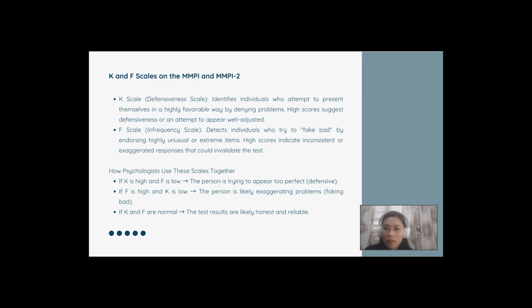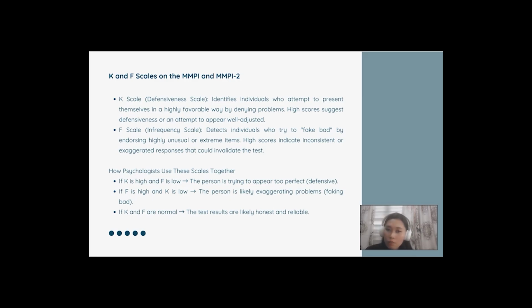Now, the F scale, or the infrequency scale, detects individuals who try to fake bad by endorsing highly unusual or extreme items. High scores indicate inconsistent or exaggerated responses that could invalidate the test. It detects unusual or extreme responses. An example of this is a person in court claiming severe PTSD who might fake the symptoms by answering yes to unrealistic statements like, "I see demons chasing me every night." If their F score is high, it suggests exaggeration, and the psychologist will investigate further.